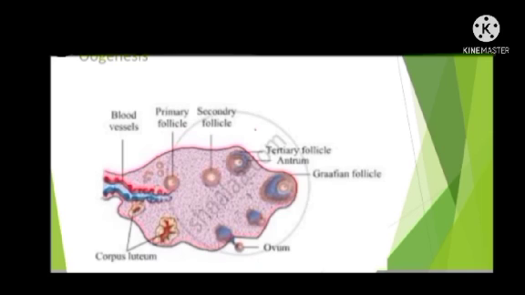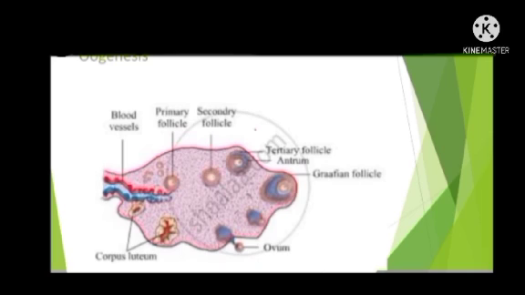Oogenesis is different from spermatogenesis. We have seen that spermatogenesis begins at puberty, isn't it? But the process of oogenesis begins in the early embryonic stage itself. So during the embryonic stage, in each ovary, a couple of million gamete mother cells or oogonia are formed.